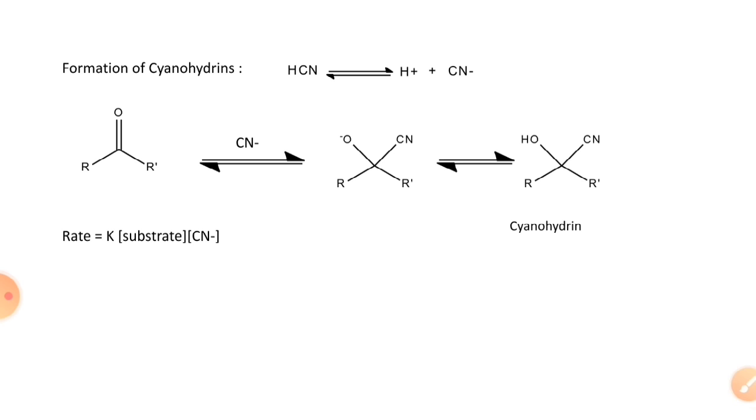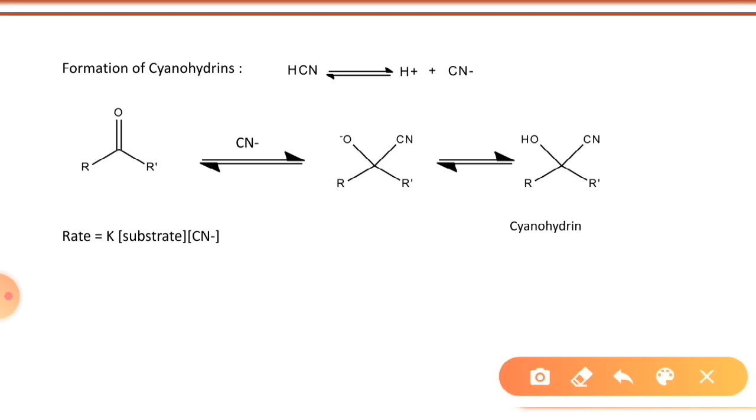In this case, cyanide is reacting as a nucleophile, and in the rate determining step both substrate and nucleophile are involved, so the rate will be the rate constant times substrate times nucleophile. So the rate of this reaction depends on both the keto compound and the nucleophile. Here R prime and R can be hydrogen, methyl, any aromatic group, anything.